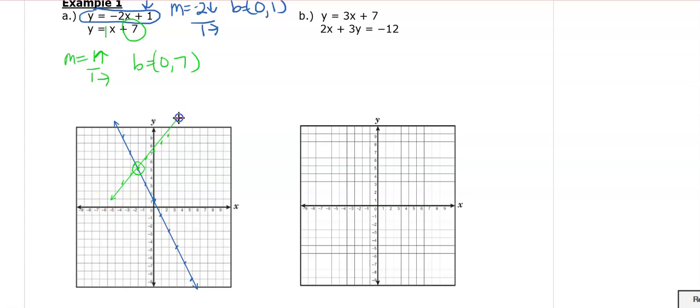And there are your 2 lines. Our point of intersection is right here. Okay, and that would be negative 2 comma 5. Negative 2 comma 5. And this is called an independent solution, which means there's only one. This is an independent, all by itself solution over there.